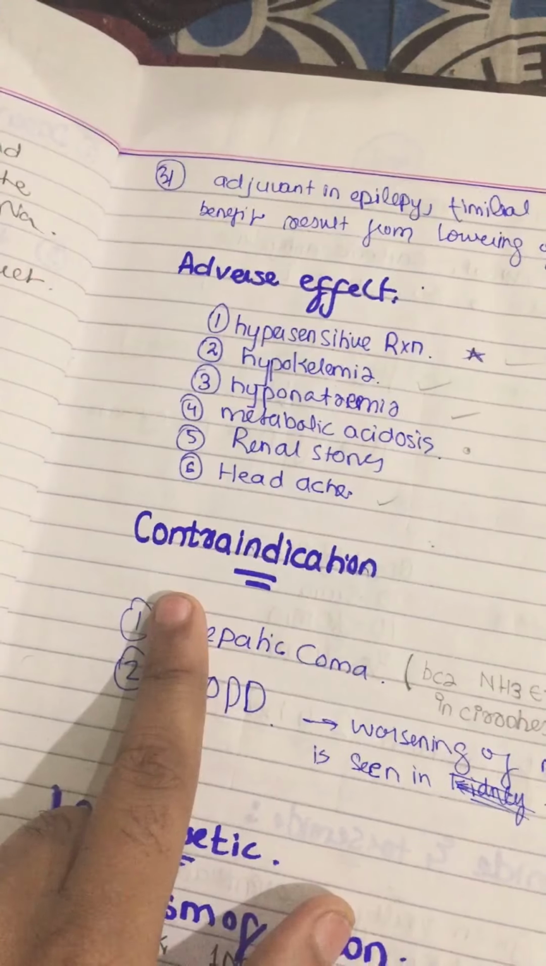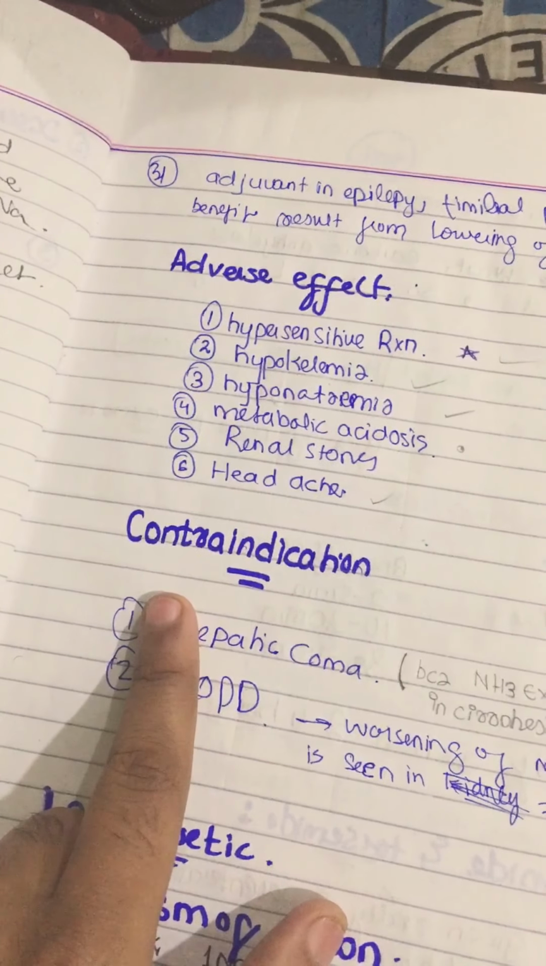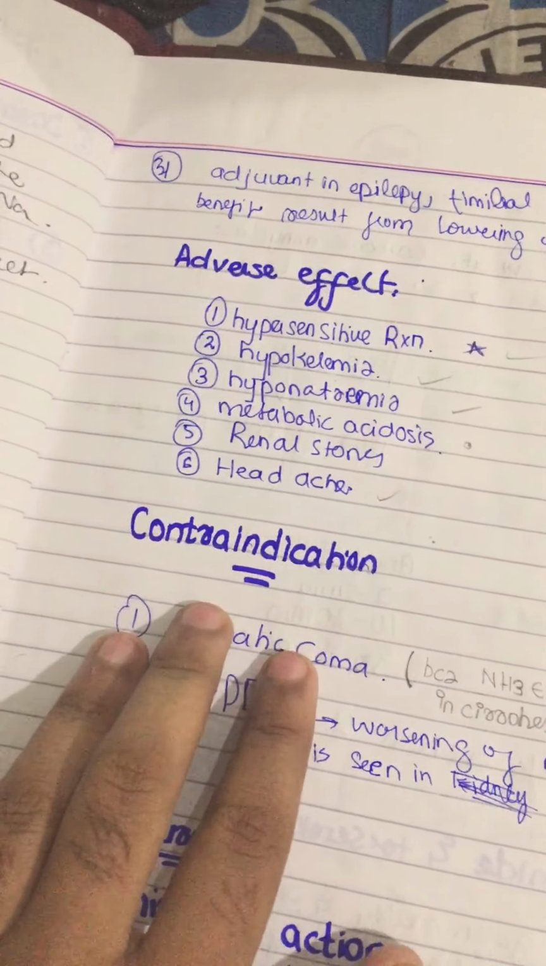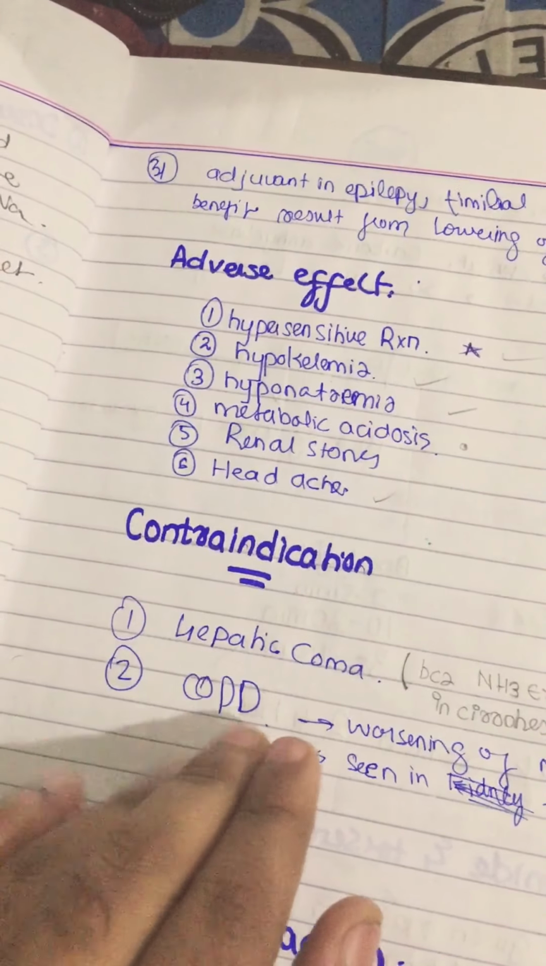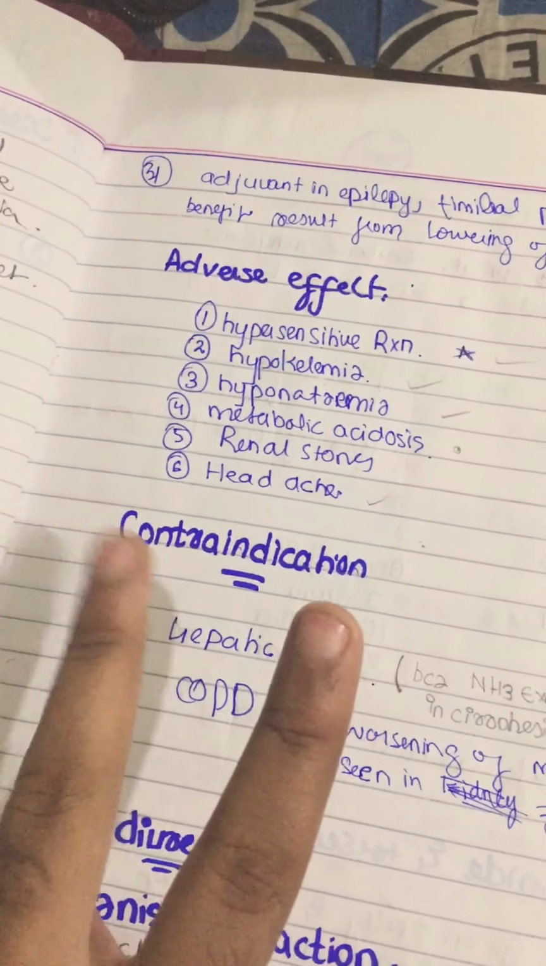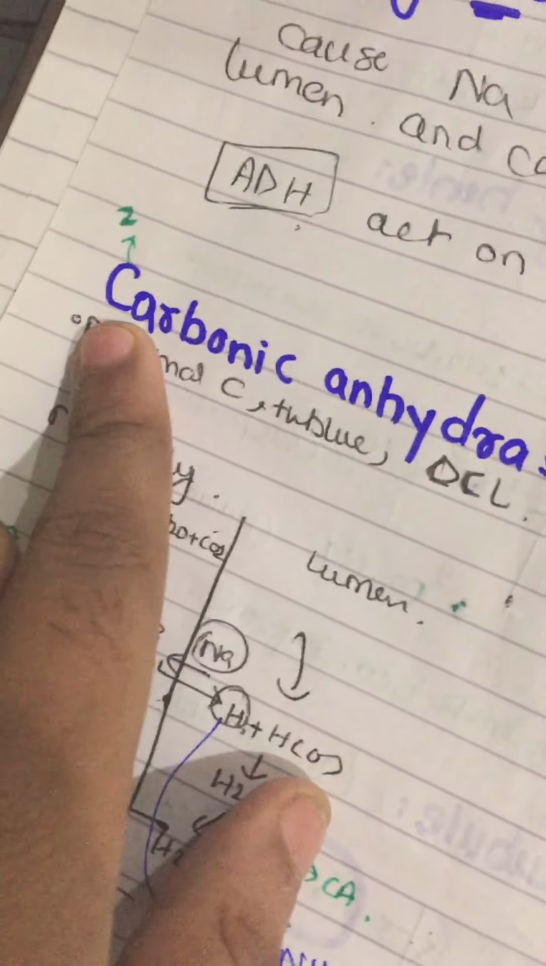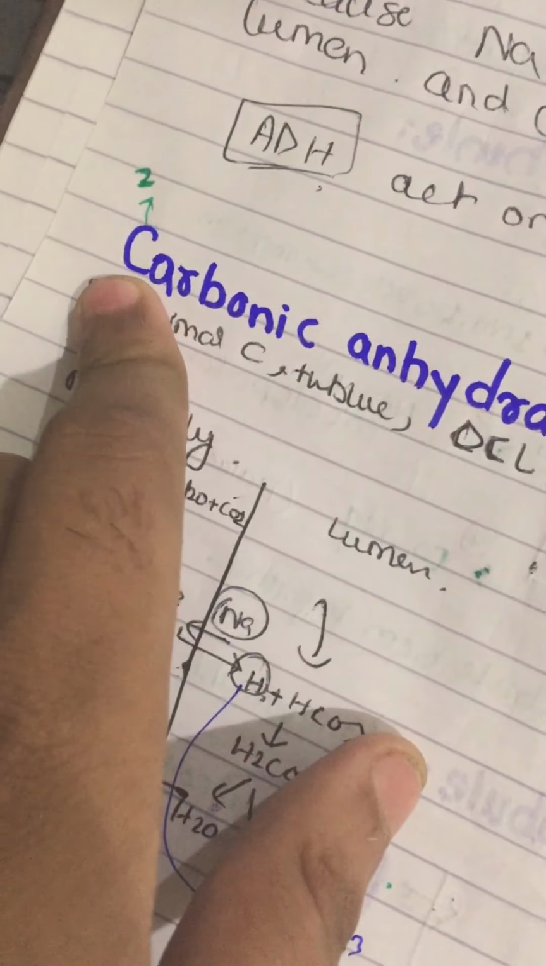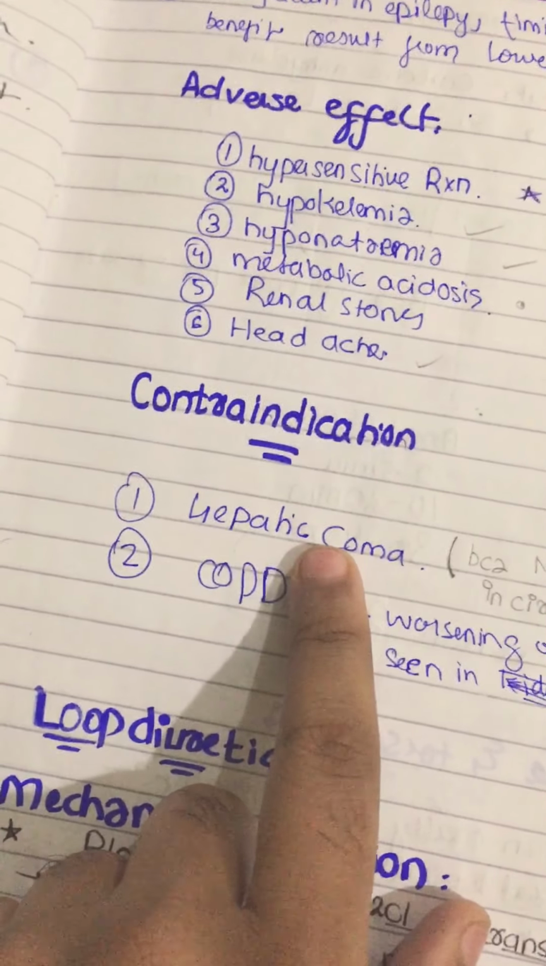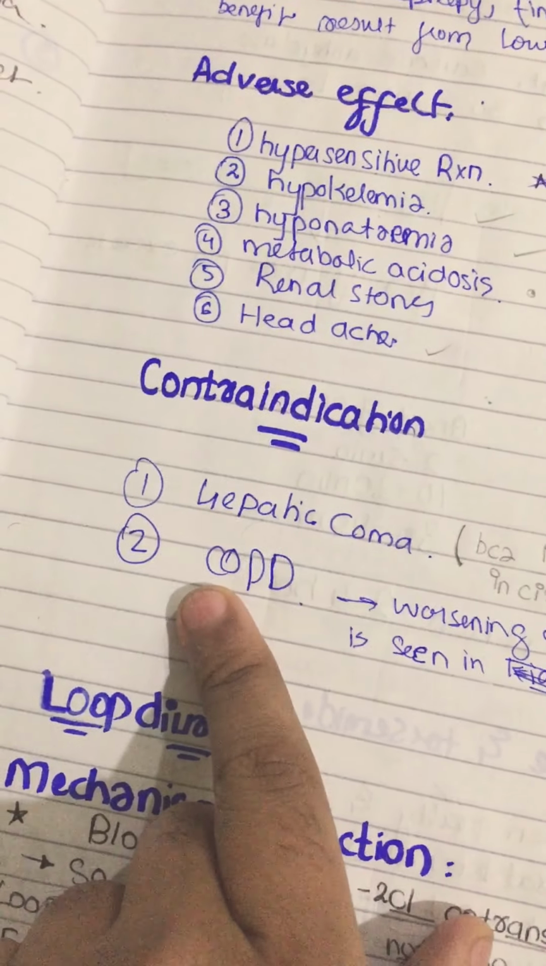And the contraindication: carbonic anhydrase inhibitors are contraindicated in two things. To remember that, just remember C, and on C just write 2. So we are not going to give them in hepatic coma and COPD.